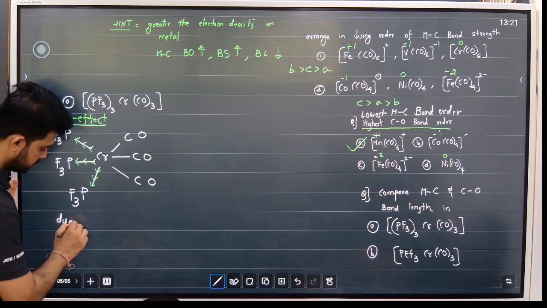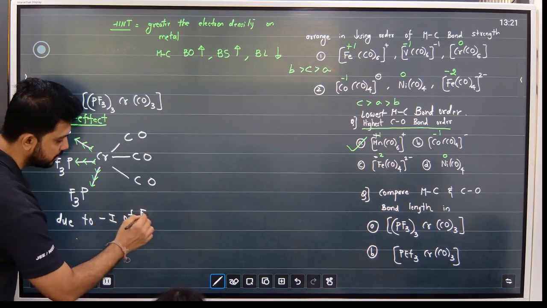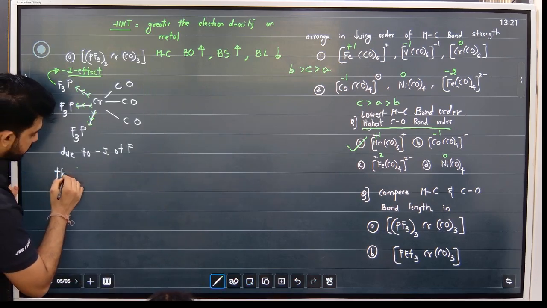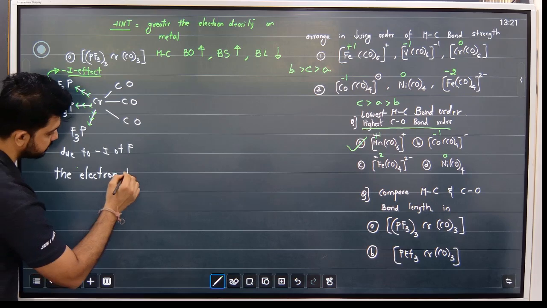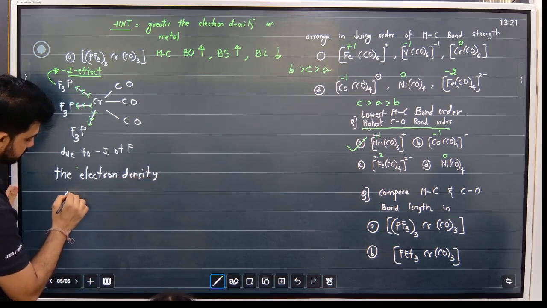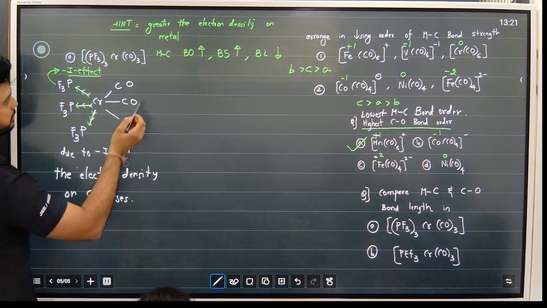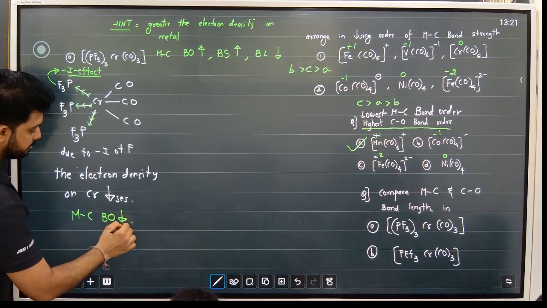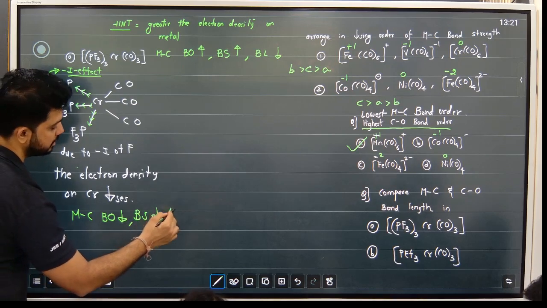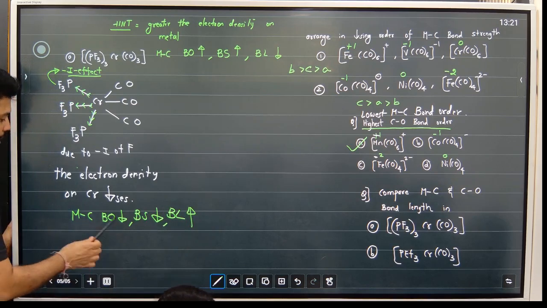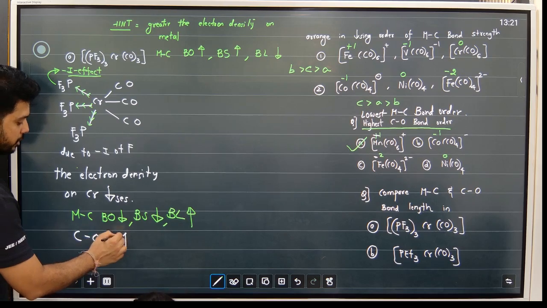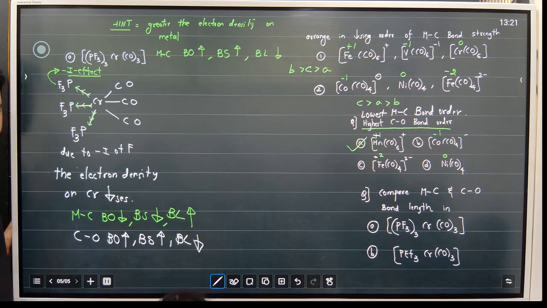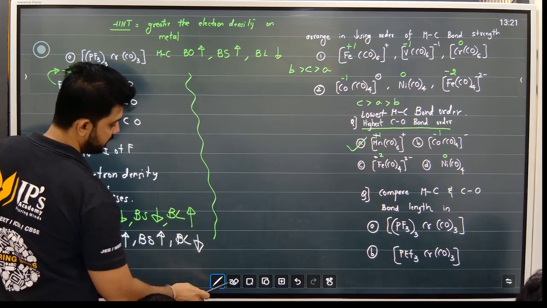So due to -I of fluorine, what happens, people, to the electron density of chromium? The electron density on chromium decreases, I repeat, and we know that if the electron density decreases, what will happen to the MC bond strength? Bond order will decrease, the bond strength will decrease, and what will happen to the CO? CO bond order is going to increase, bond strength is going to increase, and bond length is going to decrease. Did you get that?